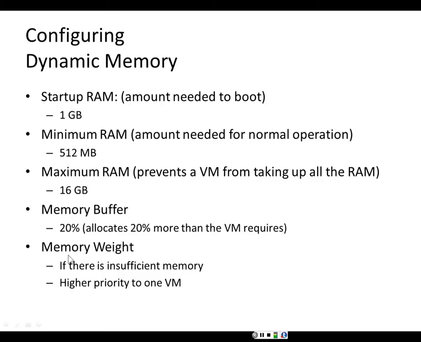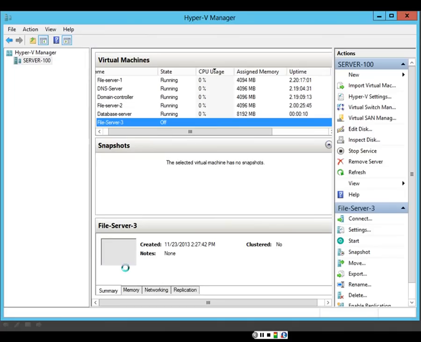And then the fifth variable to configure is memory weight. Now this only makes a difference if we are short on memory. If we have more virtual machines than we have RAM, we can give one virtual machine a higher priority so it's guaranteed to get the RAM, which of course means that other virtual machines will not get the RAM. This only makes a difference if we are short on RAM.